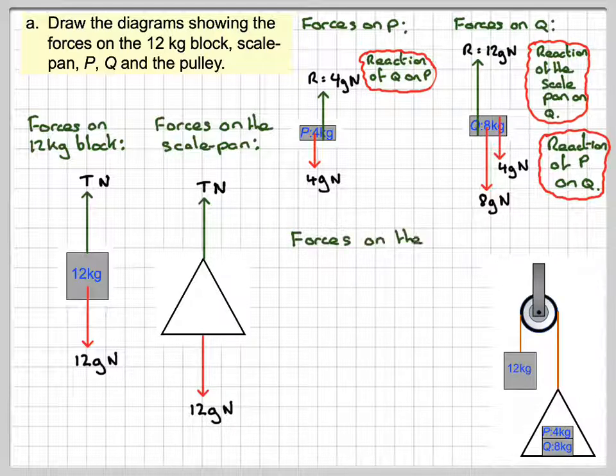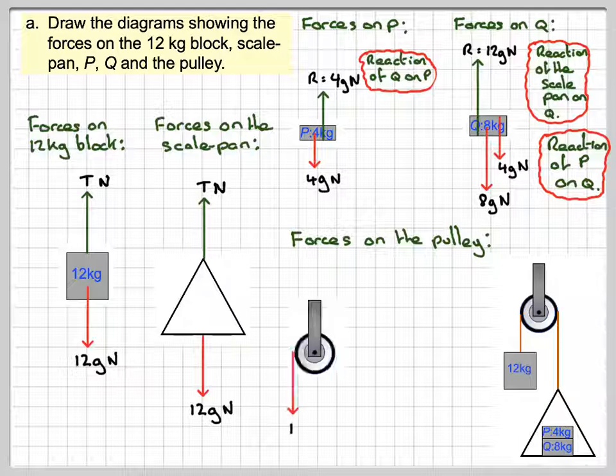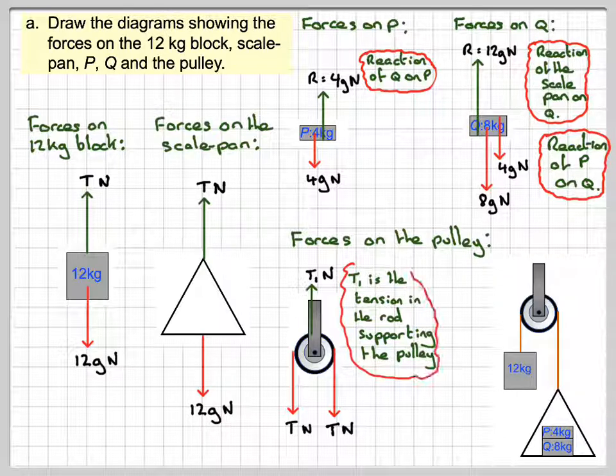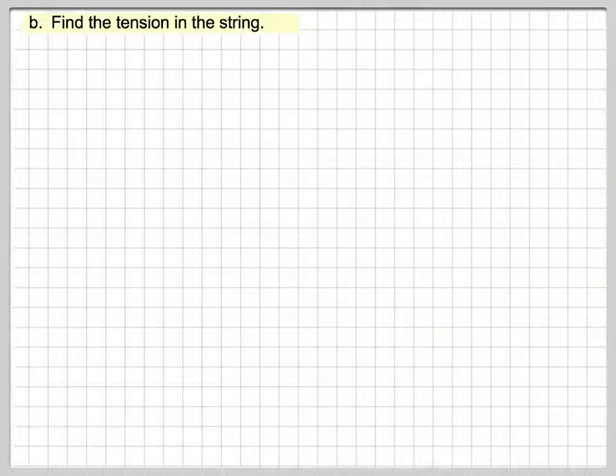For the forces on the pulley, we've got the pulley, we've got string here T newtons, string here T newtons, and then we've got a force here which we're going to call T1, where T1 is the tension in the rod supporting the pulley. Right, now we can answer the questions by using these diagrams.